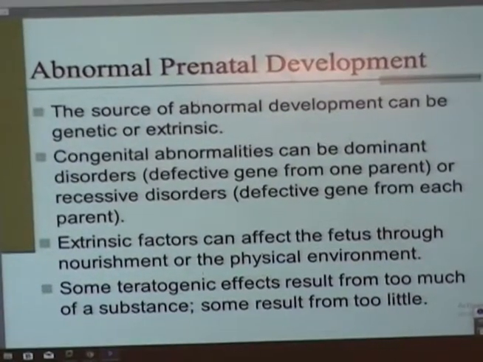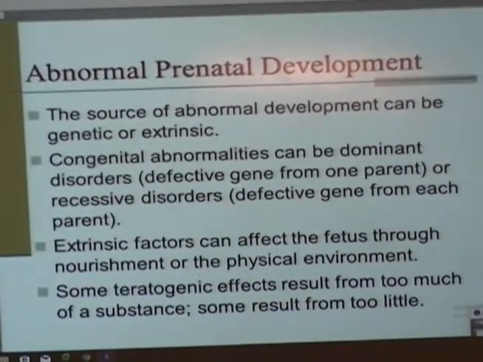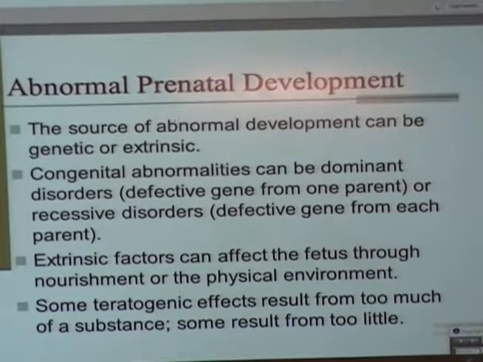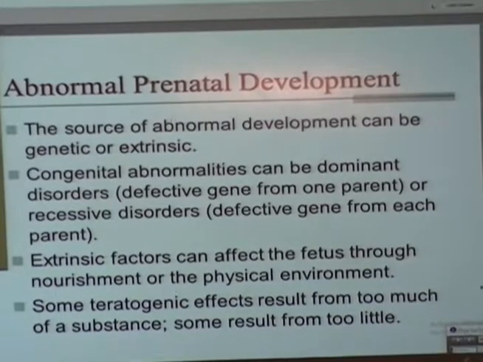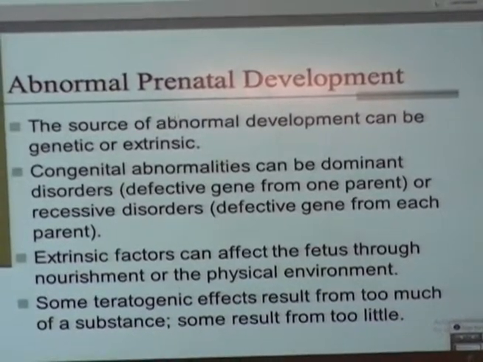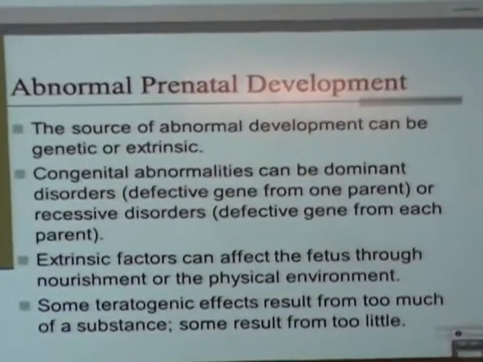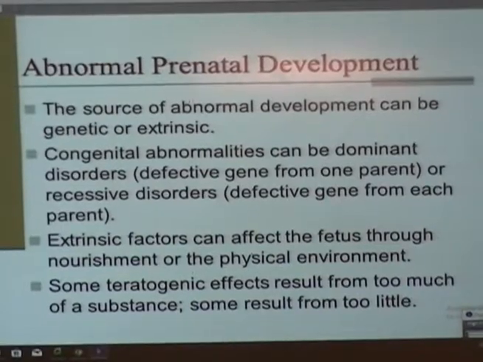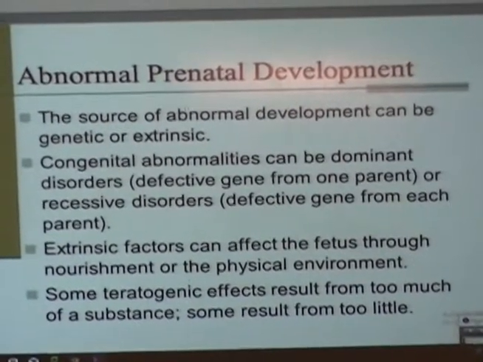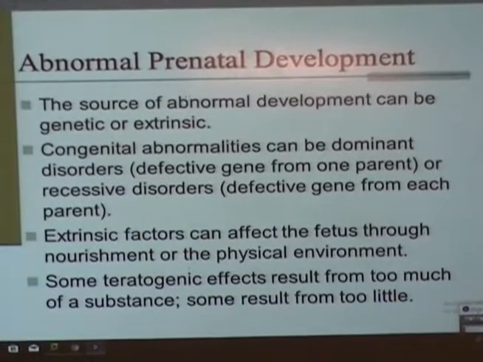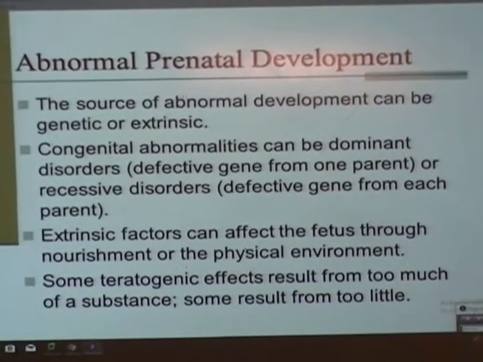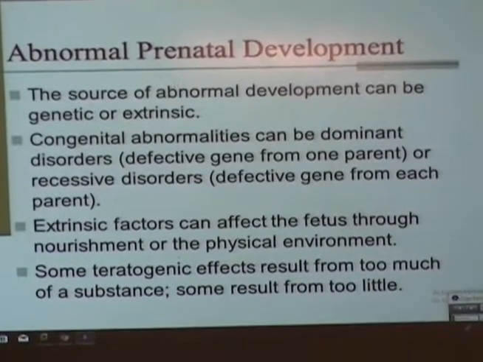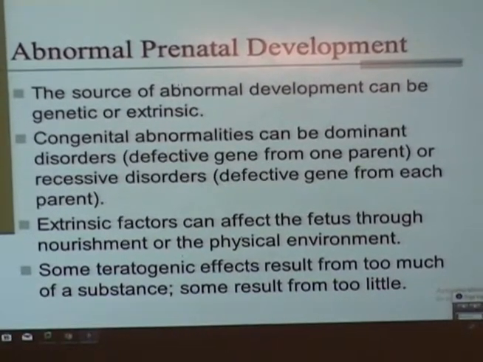All right, so we're going to look at what can go wrong. And it's a little dire, and it starts to sound a little bit terrifying. Remember, it's a very small percentage of the population, right? So as we said earlier, the source of abnormal development could be the genetic material the baby inherited from the parents, or it could be extrinsic factors that are presented to the embryo or the fetus.